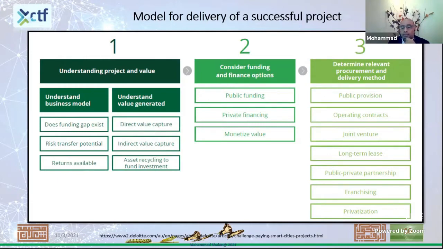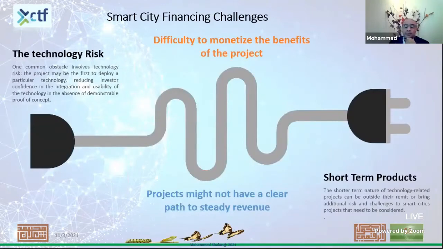Also, we need to manage the partnership relations between our vendors, our suppliers, and all this stuff. I'll go into details, one by one, on these elements to a certain extent. First of all, let's talk about the technology risk. Why are people sometimes not happy to finance smart projects or innovative projects?